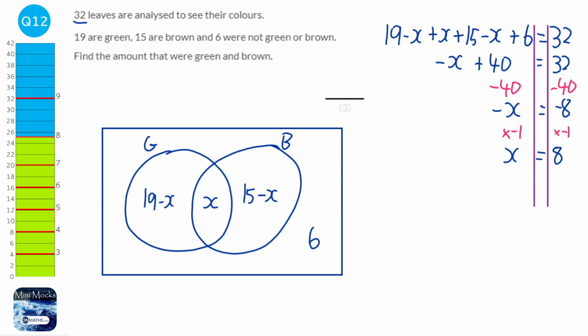So now we know X is 8, we can start filling in the Venn diagram. So it's 19 take away 8, which will be 11. X is 8, so we know that that's 8. And 15 take away 8, which is 7. So to find the amount that were green and brown, we know it's going to be 8.